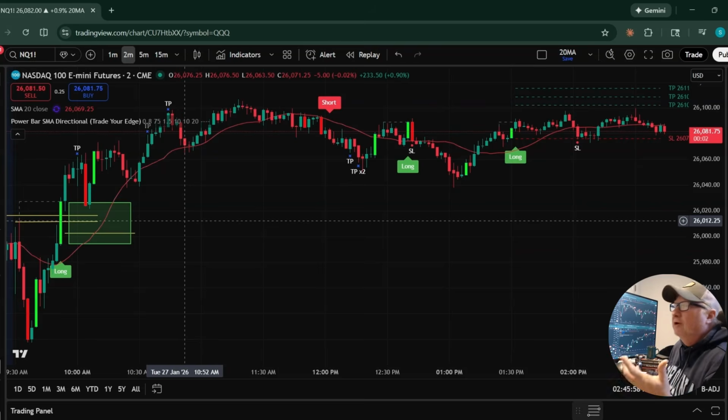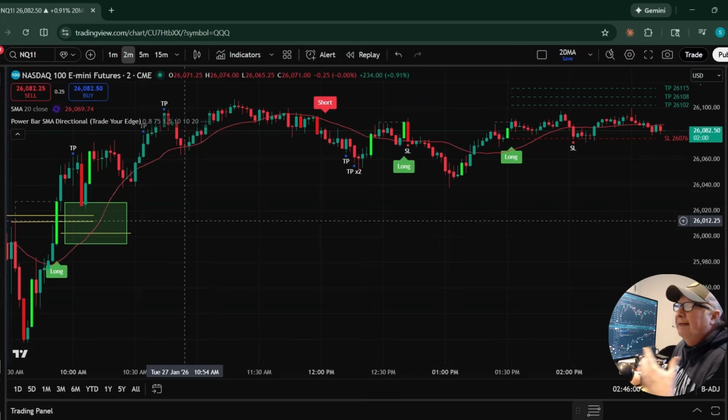So let's just take a look at how the power bar performed. And I'm going to look again at various stocks and how the power bar performed today.